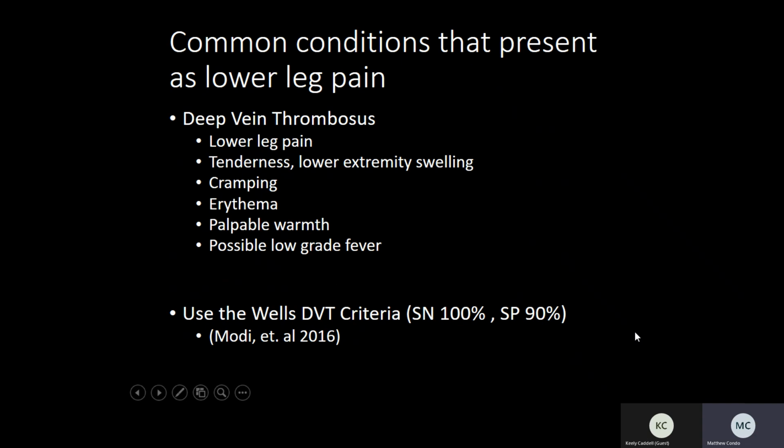We've gone over deep vein thromboses a ton. Obviously, you guys have had it in other coursework as well, so I'm not going to spend a ton of time at this point on DVTs. Please use the Wells criteria.